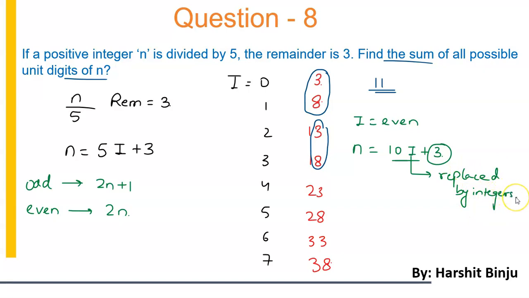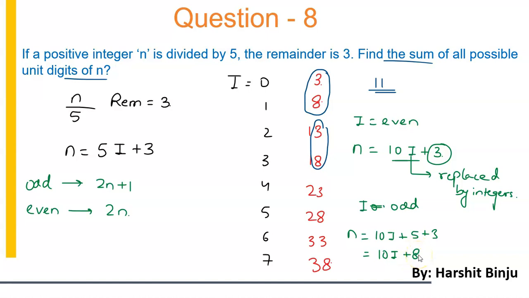Like you can replace i by 1, 2, 3, 4, 5, 6. So the number will become 13, 23, 33, 43, 53 and so on and so forth. If you take i to be odd, then n will be equal to 10i plus 5 plus 3, which is 10i plus 8, right?